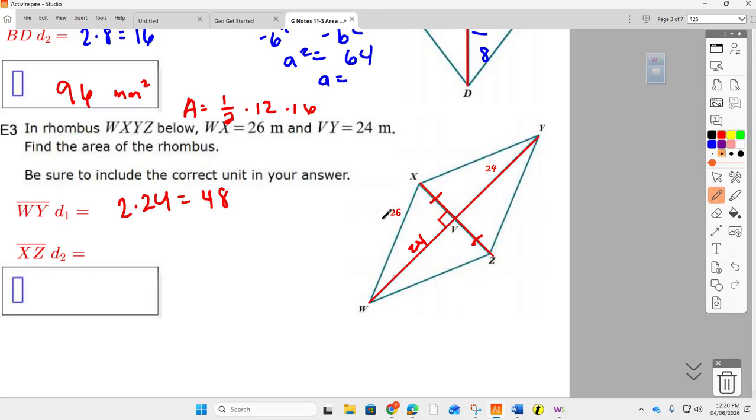Once again, we're going to plug into the Pythagorean theorem. So a squared plus b squared equals c squared. We're going to call this A again. It's one of the legs. We're finding one of the lengths of the legs. The hypotenuse is never going to be part of the diagonal. So a squared plus the other leg, which has a length of 24, so it's plus 24 squared equals 26 squared. So subtract 24 squared from 26 squared.